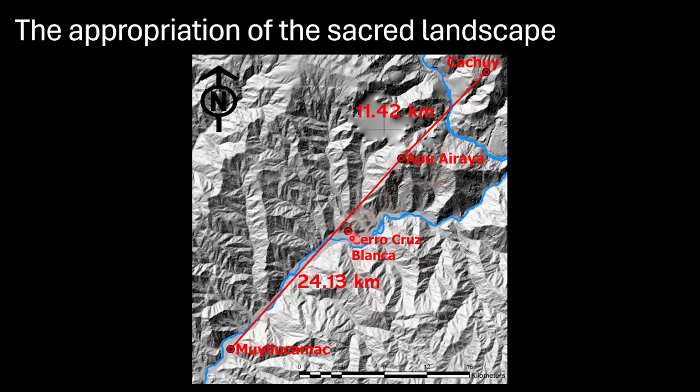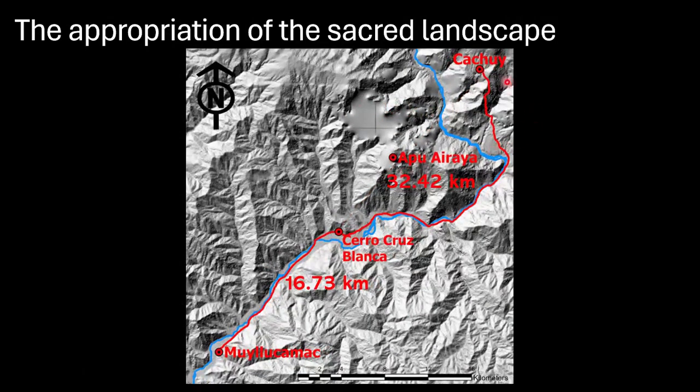In the case of Cerro Cruz Blanca, it doesn't have an intervisibility relationship with Ayraya, but I believe this religious center was closely linked to the cult of Apu Ayraya. Because of this, I made this least cost path to understand the mobility people made to reach these settlements.